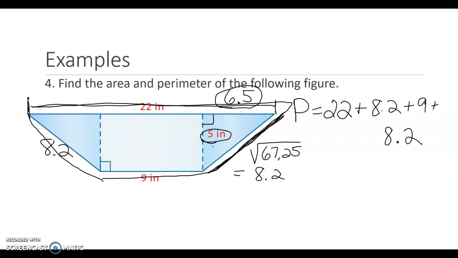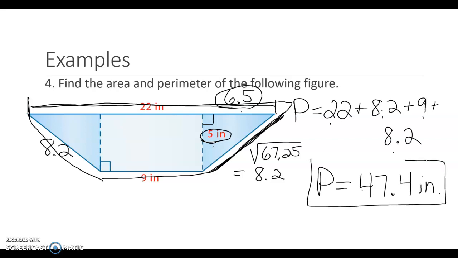Okay, so 4 total sides that I'm looking at: 22, 8.2, 9, plus another 8.2, gives me a total perimeter for this figure of 47.4, and when we're looking at perimeter, just inches. So 47.4 inches is the total perimeter of this composite figure.